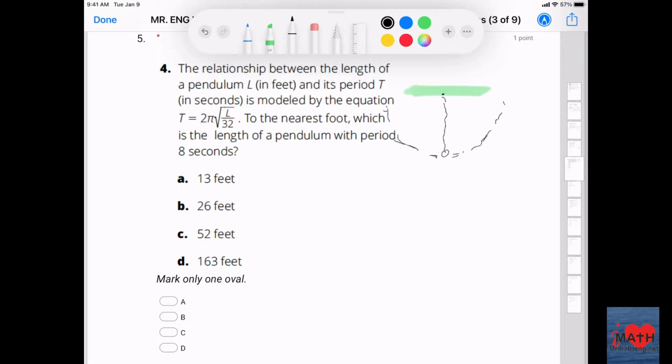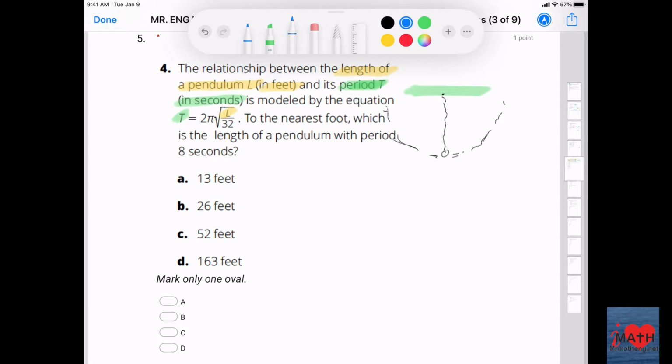So the relationship between the length, I'm going to underline or highlight this, the length of the pendulum, L, that's what the variable L means, in feet. Okay, so that's that position right there. Then it tells us the period is called T, and I think T stands for time, which is measured in seconds. That's its units, so that's T.